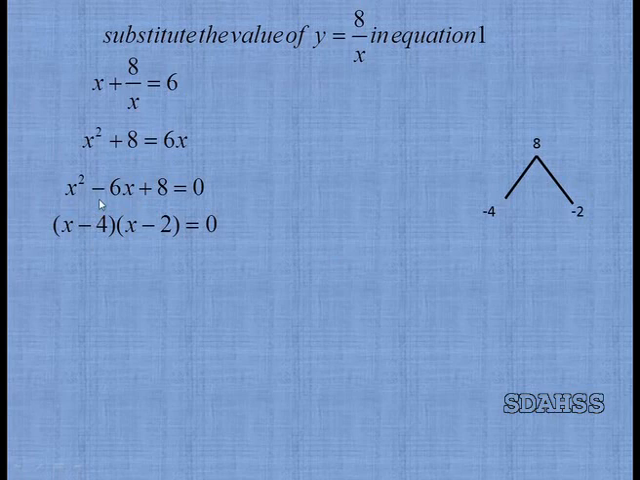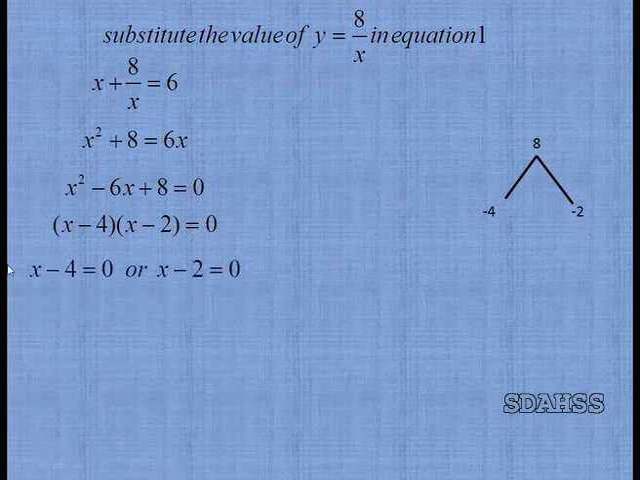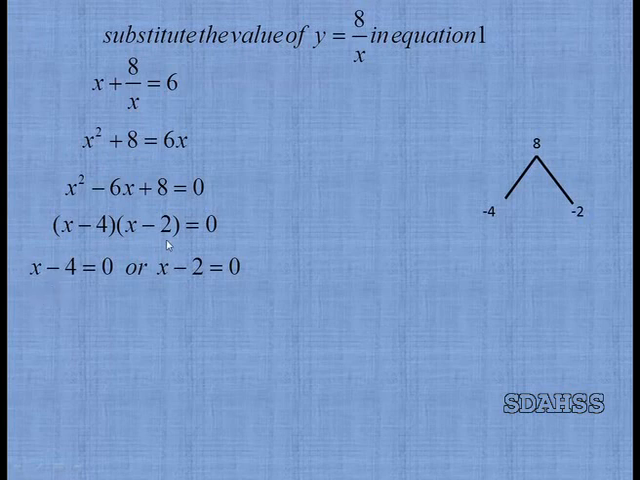So this can be written as x minus 4 into x minus 2 is equal to 0. Now the first factor is equal to 0 or the second factor is equal to 0. The first factor is x minus 4 equal to 0 or the second factor is x minus 2 equal to 0. So this can be written as x is equal to 4 or x is equal to 2.